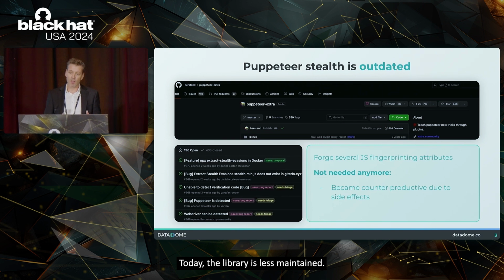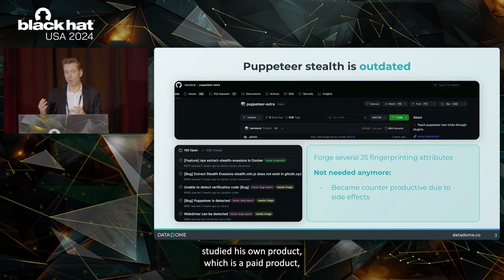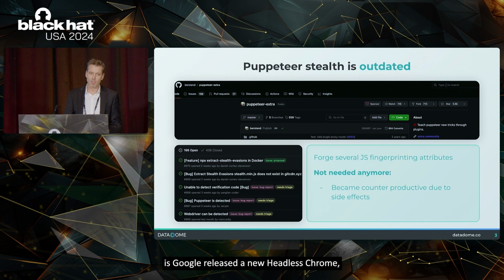Today, the library is less maintained. For the past year, there have been only a few updates on GitHub. And because of that, there are a lot of side effects, which makes it less interesting to use. The reasons behind this are, number one, one of the main contributors of the library started his own product, which is a paid product. So obviously there is less interest in this one. And the second reason, which is very important, is that Google released a new headless Chrome.